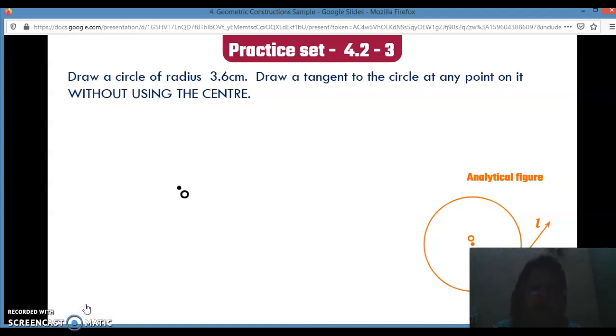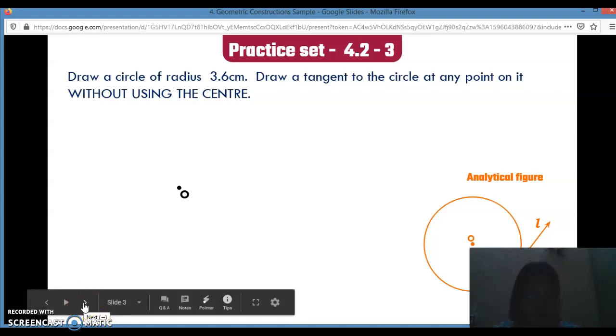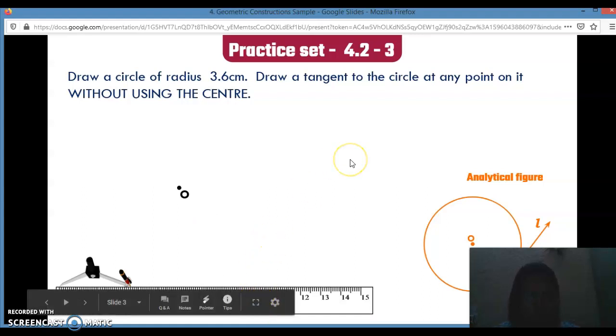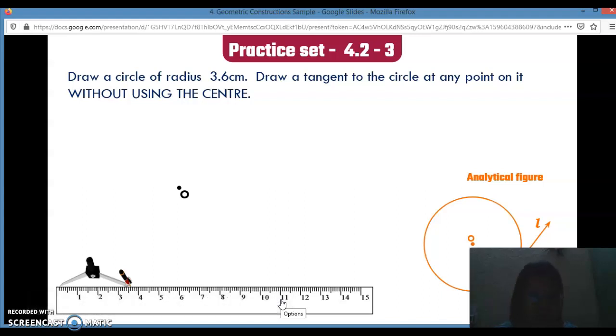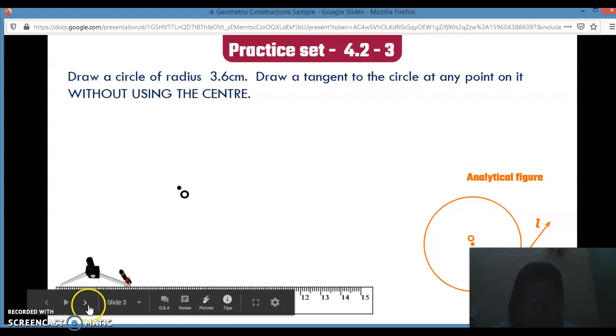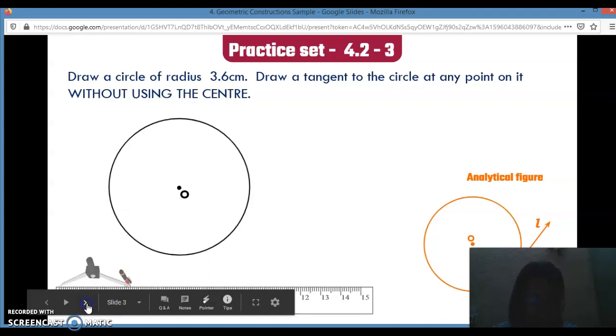Now let us have a look at the construction step. First you need to take a center. Then you will measure 3.6 cm from the scale and then you will draw a circle of radius 3.6 cm. So this is a circle. Now you need to draw a tangent to the circle at any point on it. So let us take any point on it, point M.